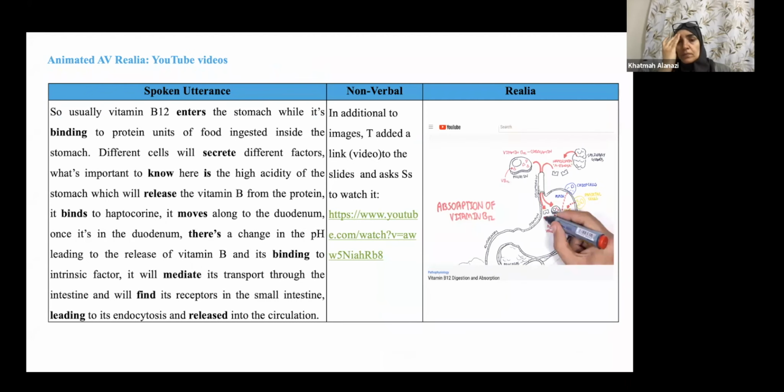In addition to these, the teachers also used animated audio-visual realia, such as YouTube videos, to help students understand the procedures of complex concepts. As you can see here, the teacher explained how vitamin B12 enters the stomach and is absorbed verbally, and then she plays a video to help students understand how this works visually.